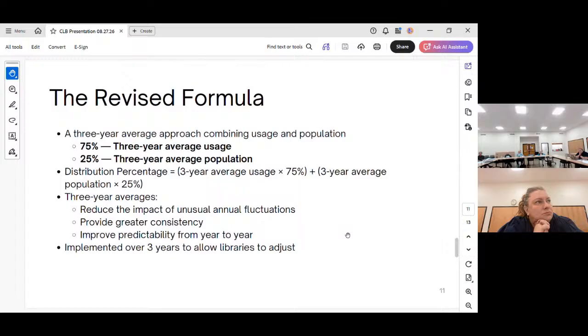So the result of this was the revised formula. We took a 3-year approach combining usage and population. John, this is what you were asking about. So right now, we calculate a 3-year average of each library's usage and a 3-year average of each library's population to calculate the distribution percentage. And the function of that 3-year average is to reduce the impact of unusual annual fluctuations. It also provided greater consistency and improved predictability from year to year for library budgets. We also adopted a plan that implemented this change to a new formula over the course of 3 years to allow libraries to adjust their budgets and to gradually absorb these changes in funding levels.